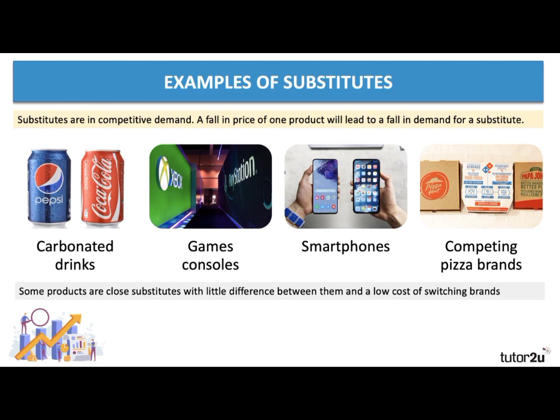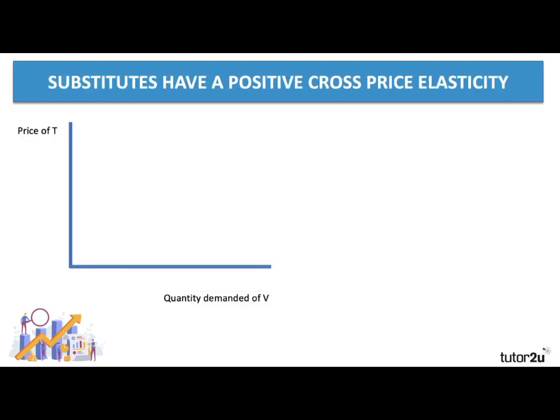A close substitute is often a very similar product. There's minimum differentiation between them and often a low cost of switching if you want to change your spending. So substitutes have a positive cross price elasticity. We can just quickly visualize this in an XY space diagram. Notice we've got the price of T on the y-axis, the quantity demanded of good V on the x-axis, where T and V are substitutes. This curve would suggest a strong substitute relationship.